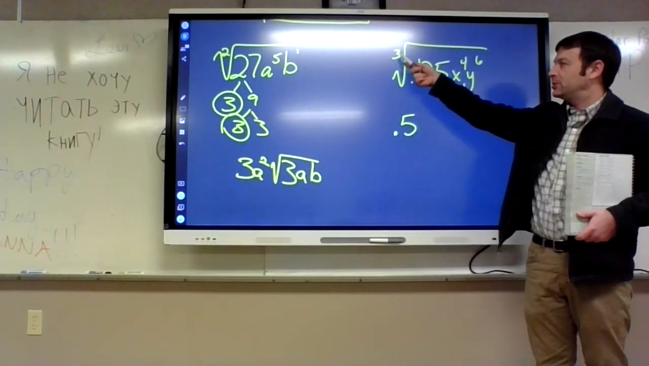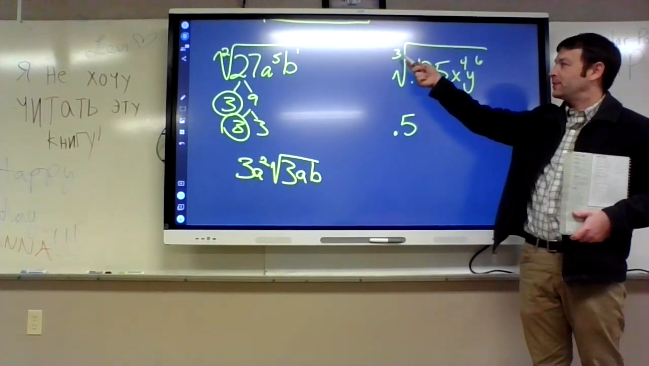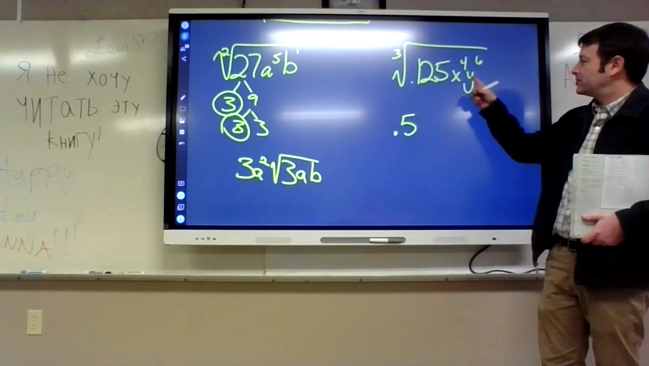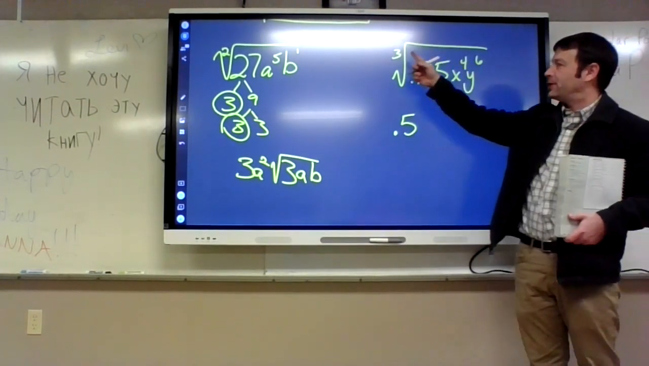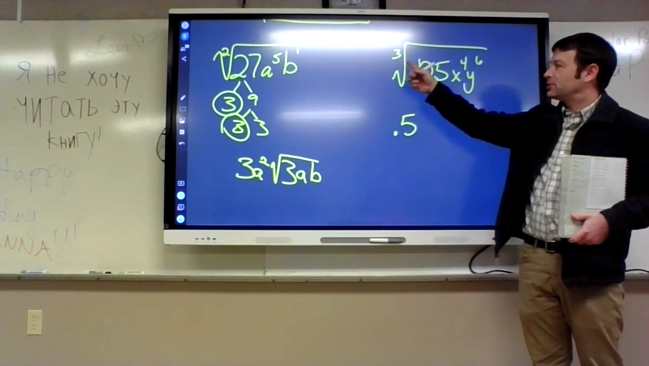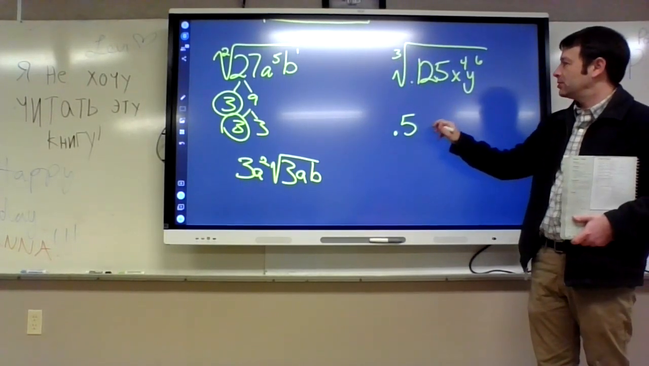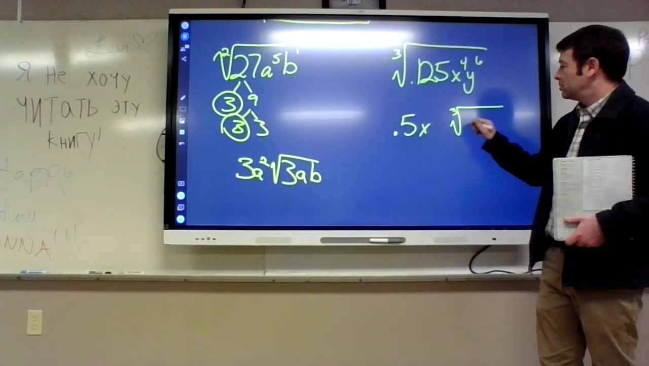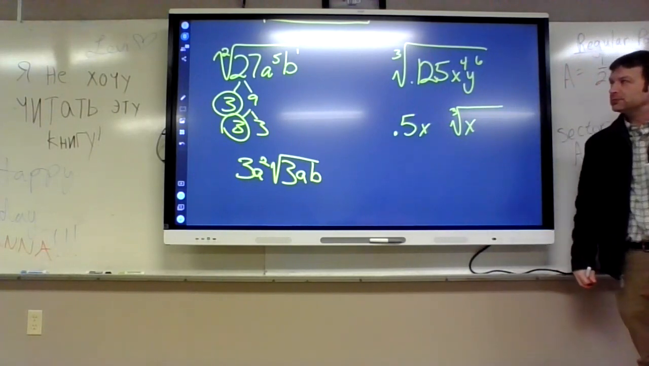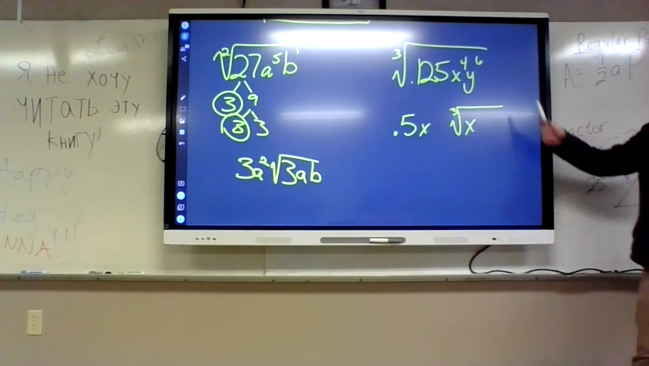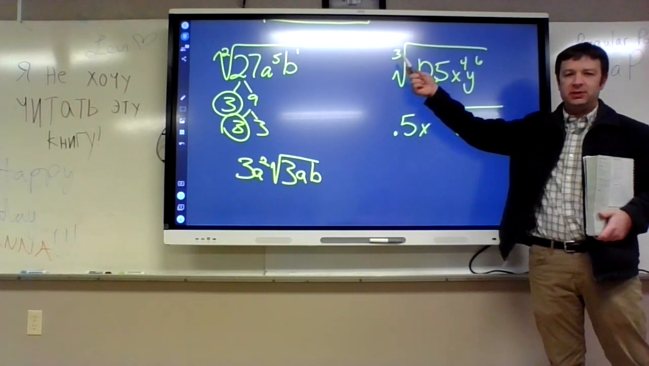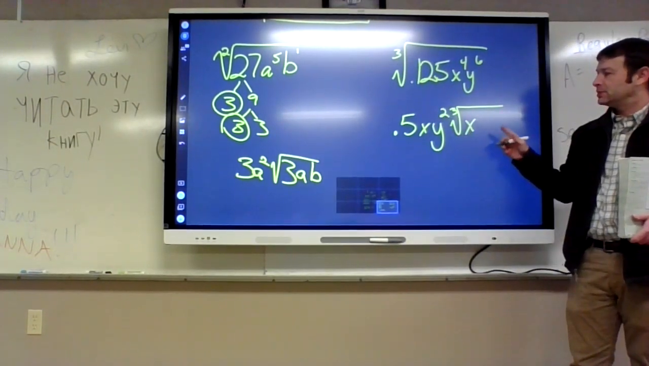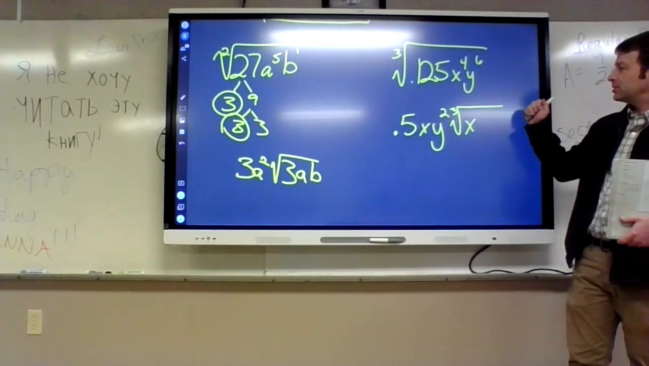You could plug that in your calculator too since it comes out perfectly. Cube root of 0.125 is just 0.5. As far as the letters go, we got 4 divided by 3. So that's 1, remainder of 1. So 1 x on the outside, 1 x on the inside. And then 6 divided by 3 is 2 with the remainder of 0. So there's no y left behind.